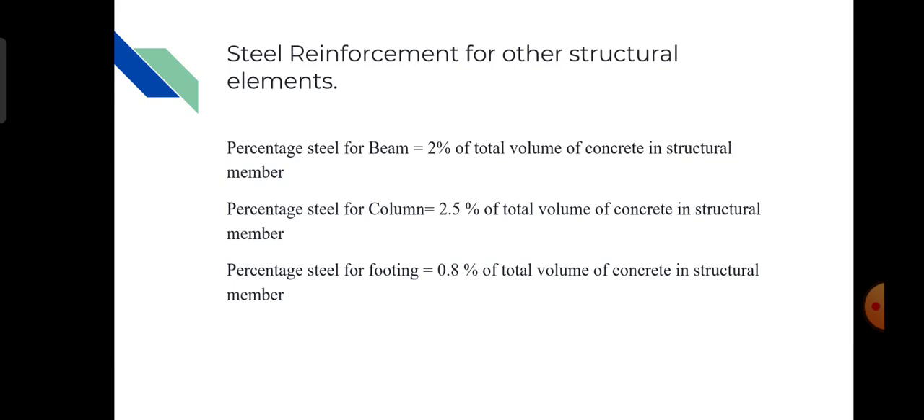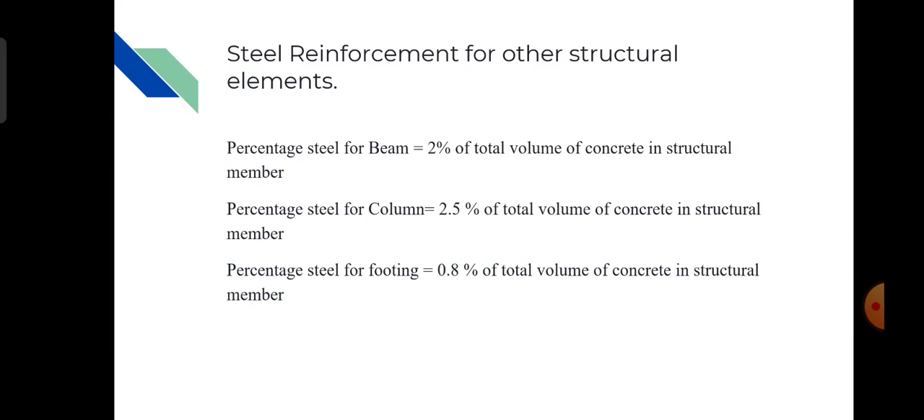And minimum size of the column should be equal to 9 inch by 9 inch. So this is for the minimum size of the column. It should not be less than 9 inch by 9 inch. So next, maximum spacing of the stirrups should be 16 times of diameter or 300 mm, whichever is lesser. So these are the basic thumb rules for the column.